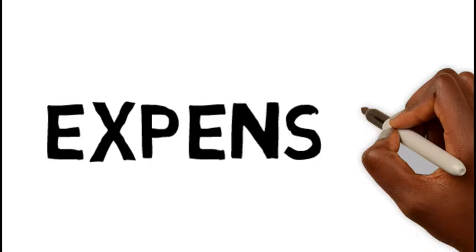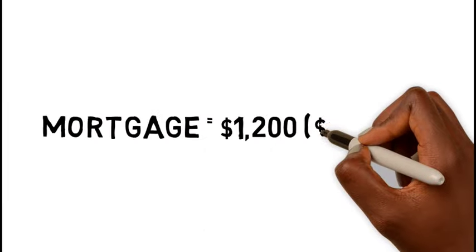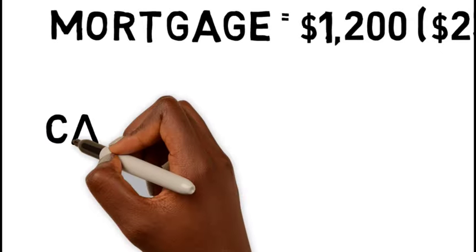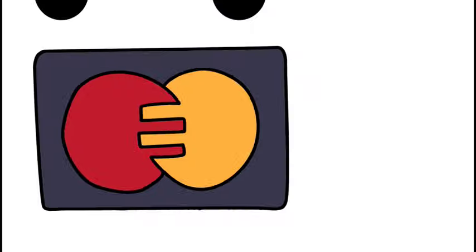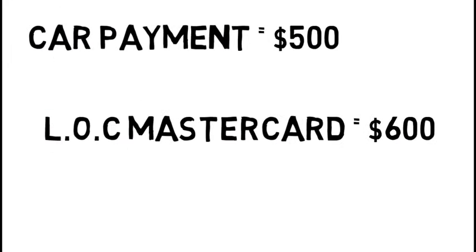Your income is $4,000 a month, for example. You've got your expenses, and expenses are going to be things like paying off your mortgage. Say your mortgage payment is $1,200 a month, and your outstanding mortgage is $250,000, for example. You have your car, so your car payment is $500 a month, and of course you have your MasterCard, which is hooked up to your line of credit, so you have to pay $600 a month on that.